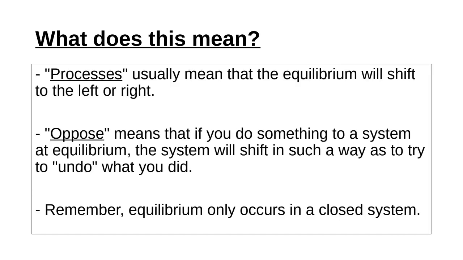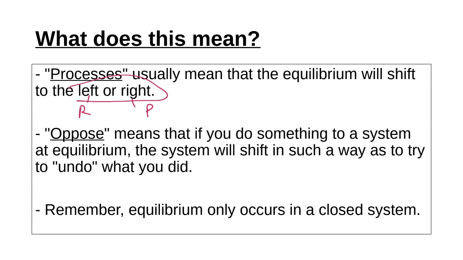So what does this mean for us in terms of equilibrium? Well, the term processes usually means that the equilibrium is going to shift either to the left or to the right. So he noticed if he changed the temperature, for example, he noticed a shift in the equilibrium system that it either favored the reactant side or it favored the product side. And that's what we mean by left or right. Left is referring to reactants, right is referring to the products, just simply because of the left or the right side of the arrow.